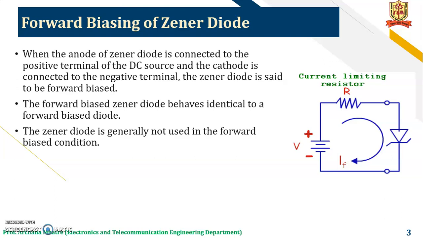Forward biasing of a Zener diode. When the anode of Zener diode is connected to the positive terminal of DC source and the cathode is connected to the negative terminal, the Zener diode is said to be in forward biased condition. The forward biased Zener diode behaves identical to a forward biased diode. The Zener diode is generally not used in the forward biased condition. So when the positive end of the Zener diode is connected to the positive end of the battery and the negative cathode of the Zener diode is connected to the negative end of the battery, then the biasing is said to be forward biasing.